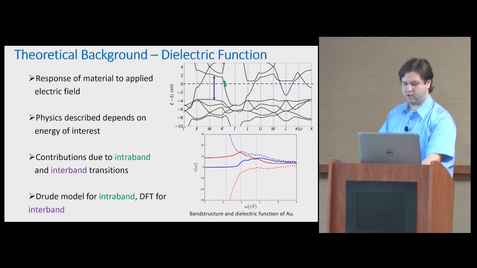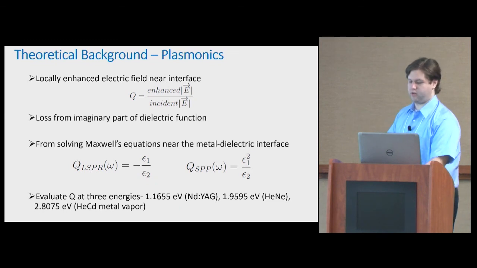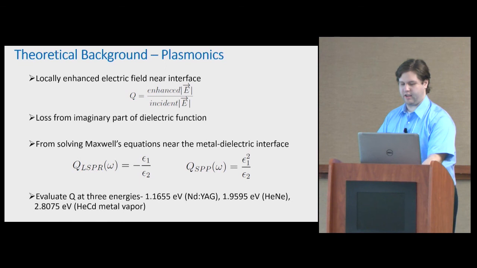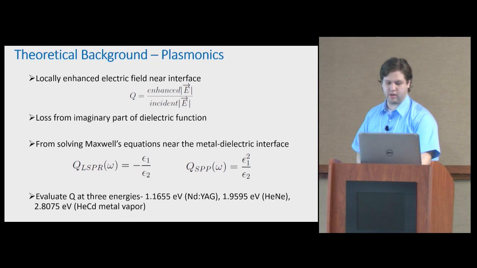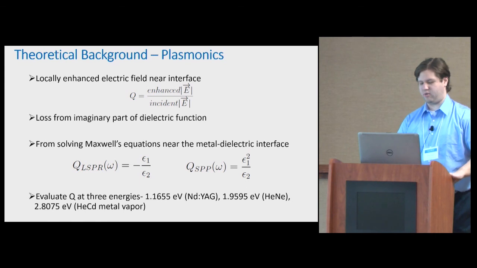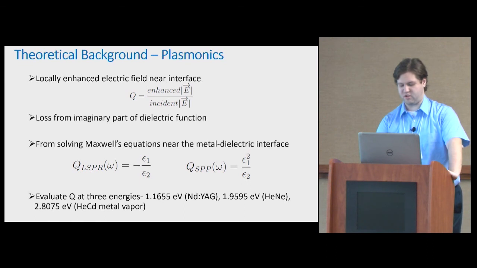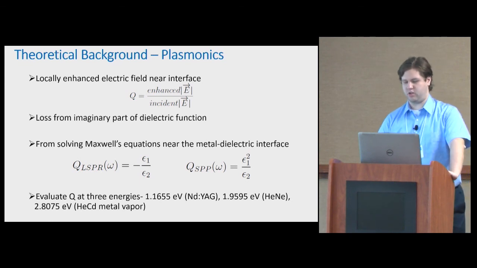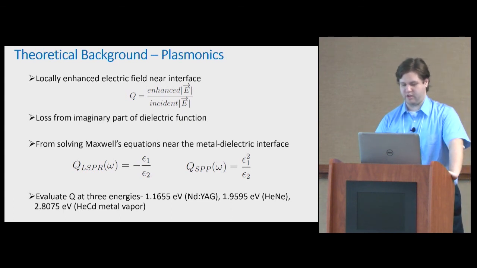So to model these, we use a Drude model for the intraband contribution, and density functional theory to find the interband contribution. So for plasmonics, we have a locally enhanced electric field near the interface. From that, we can define a quality factor, Q, which equals the enhanced electric field over the incident electric field. The loss for a plasmonic material is then due to the imaginary part of the dielectric function. When we solve Maxwell's equations near the metal-dielectric interfaces, we can get quality factors for both LSPRs and SPPs. For LSPR, it is minus epsilon 1, the real part, over epsilon 2, the imaginary part. For SPP, epsilon 1 squared over epsilon 2.